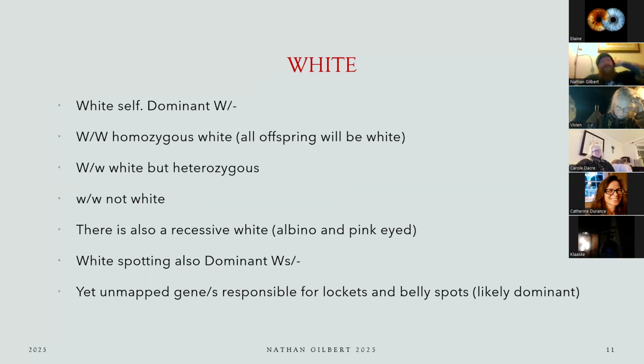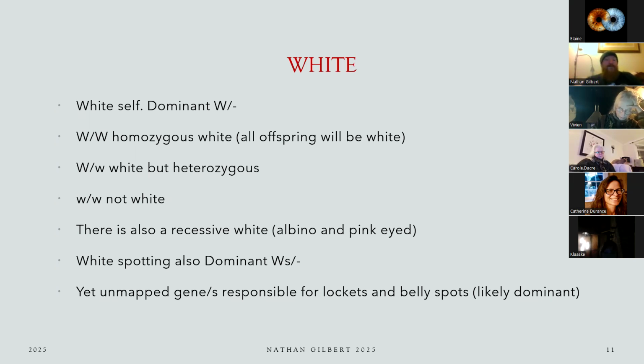Then I've included white, even though we don't have white in our breed. I just thought it was important, and I do want to talk a little bit about lockets and belly spots. So the only way really to do that was to give you a little bit of foundation in the white. So your white self cat has the dominant capital W gene. And it can have one or two copies. It's dominant. It only needs to have one copy to be expressed.